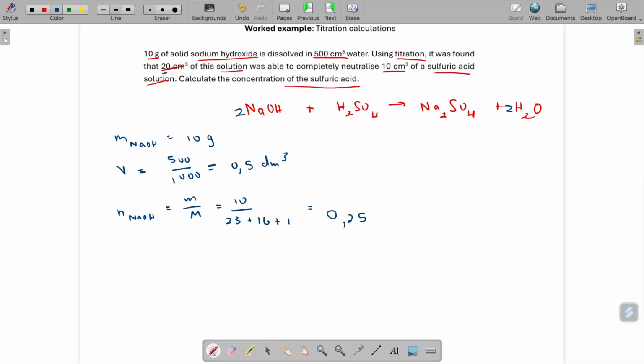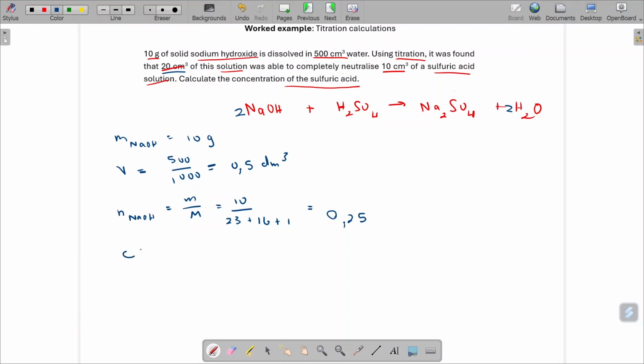Right. Now, we haven't used all the sodium hydroxide. The question tells us that 20 cubic centimeters of the solution was used. So we want to find out how many moles of sodium hydroxide were used to neutralize the reaction. So if our standard solution contained 0.25 moles of sodium hydroxide, what was the concentration of our standard solution?